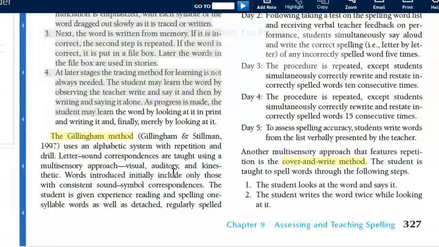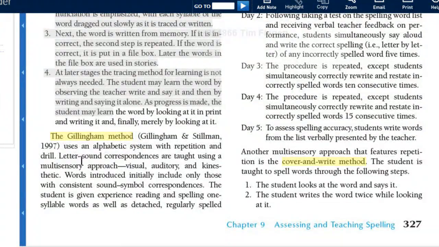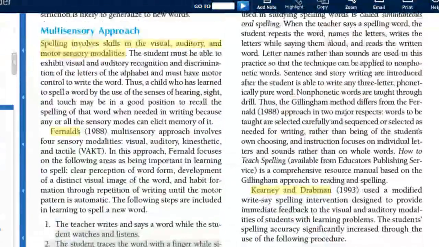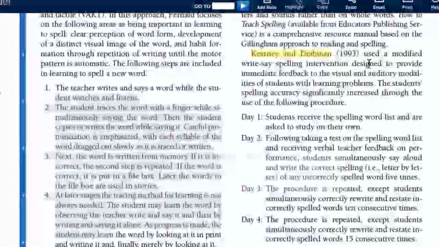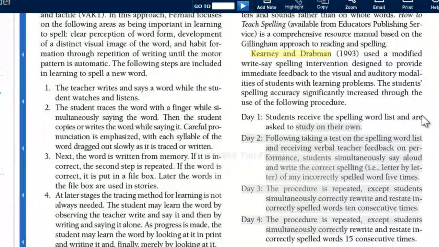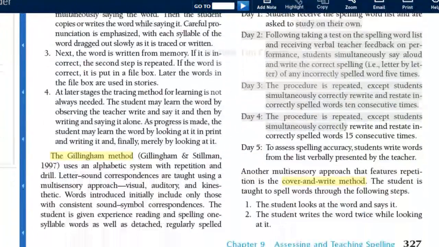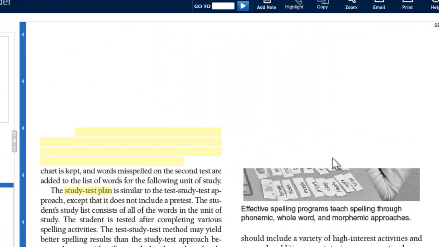The Gillingham we've talked about before in reading. Use an alphabetic system with repetition and drill, and it talks about exactly what that is. And then down here, this Kearney-Draveman modified write-say intervention, and he prescribes exactly what that looks like down here. And again, don't bring this all in, but bring some of this. Then here's the cover and write thing that you want to bring some of this in. Describes exactly how that is.